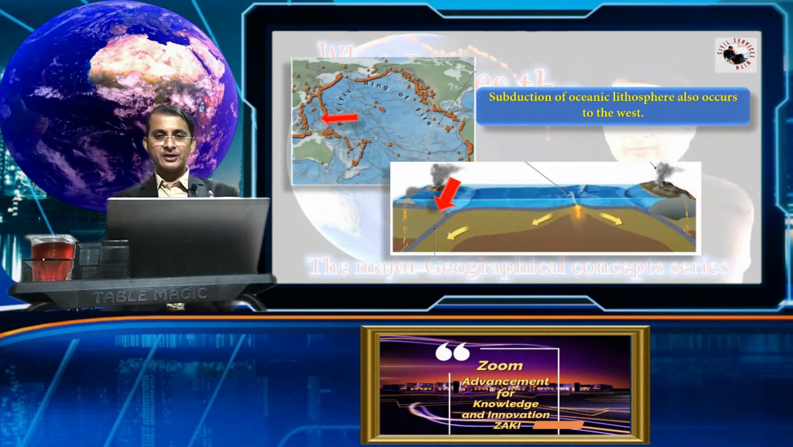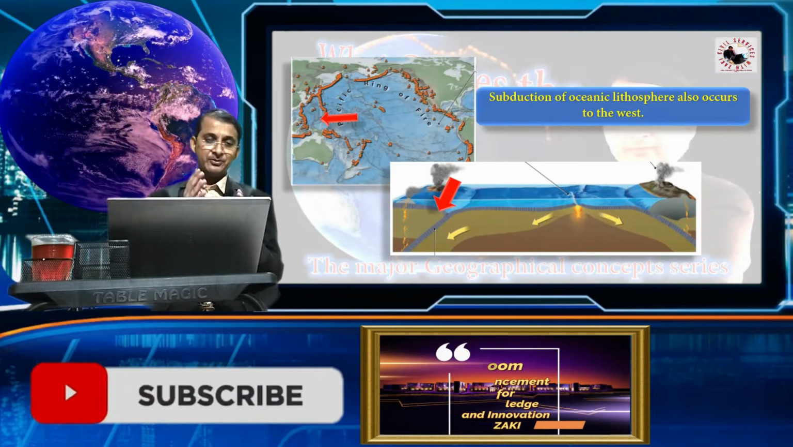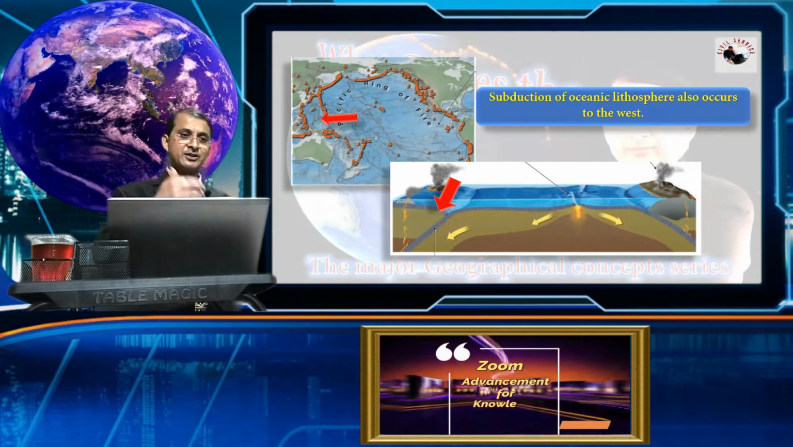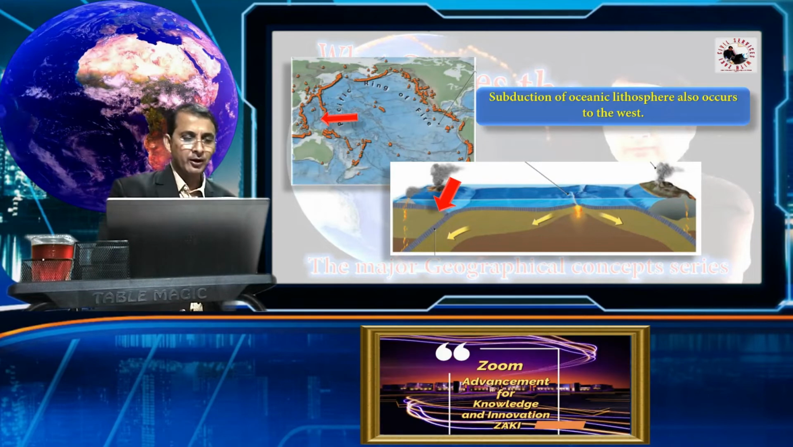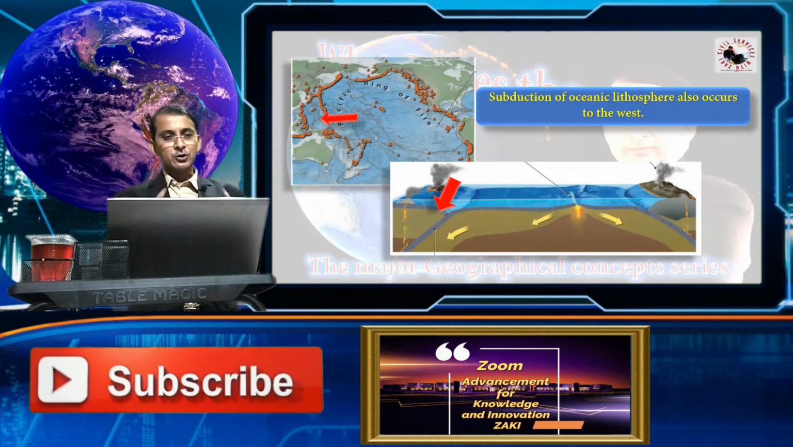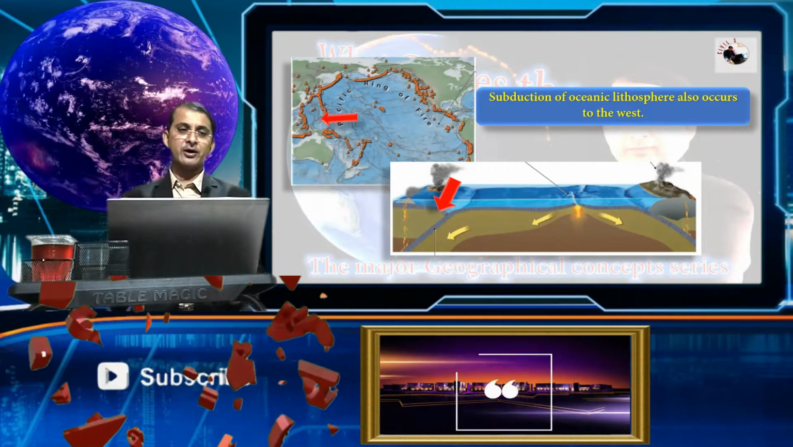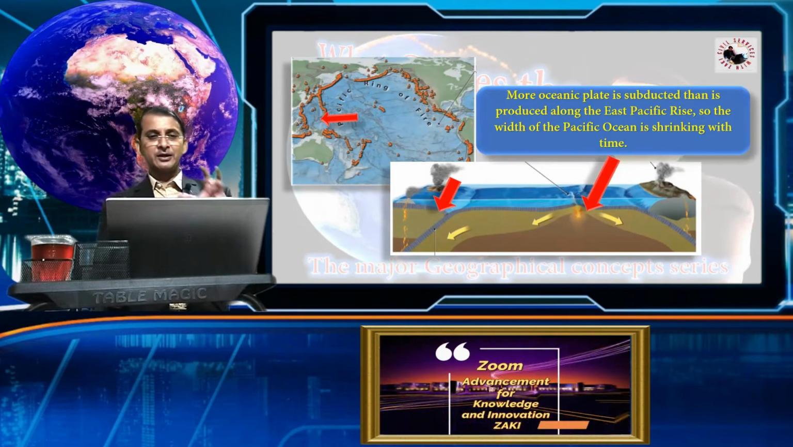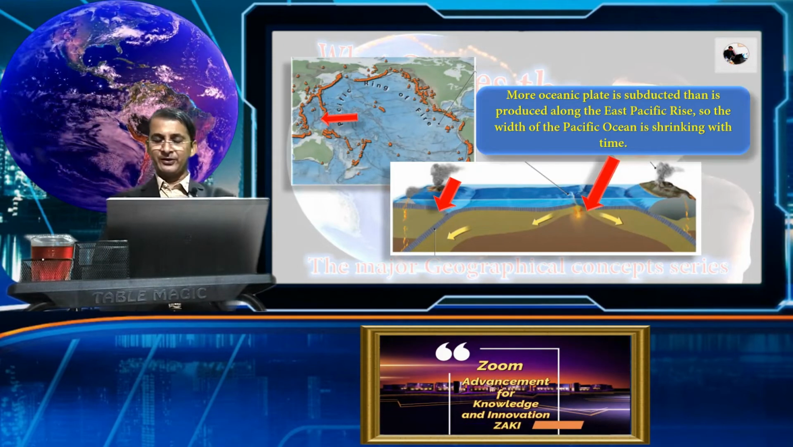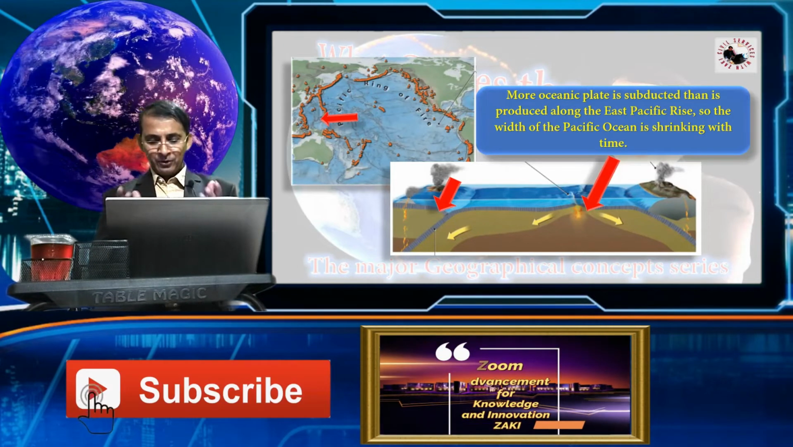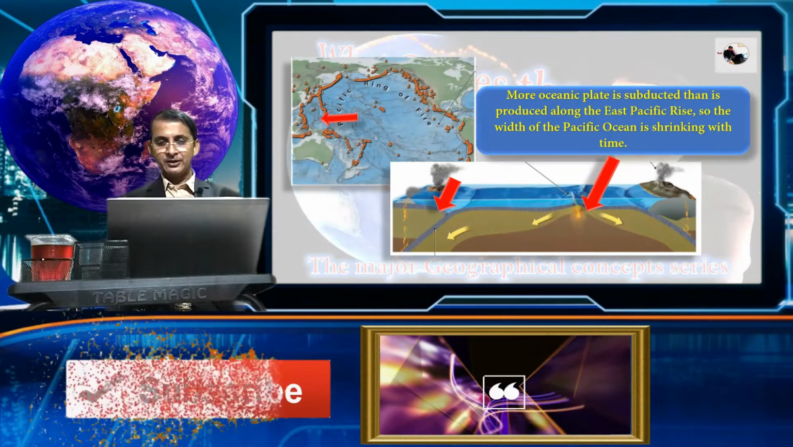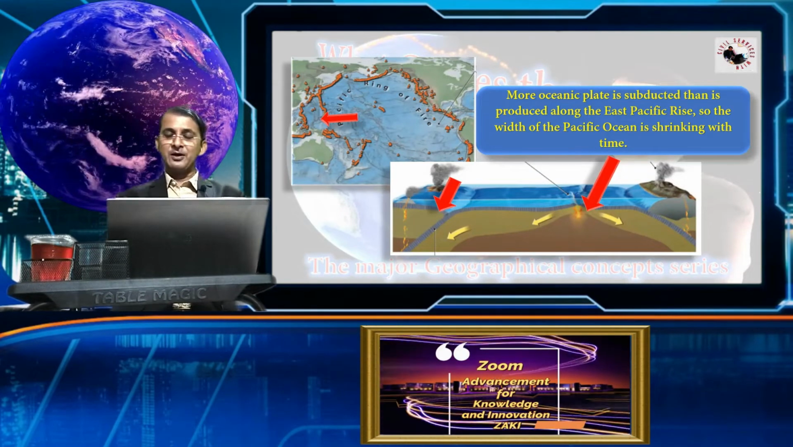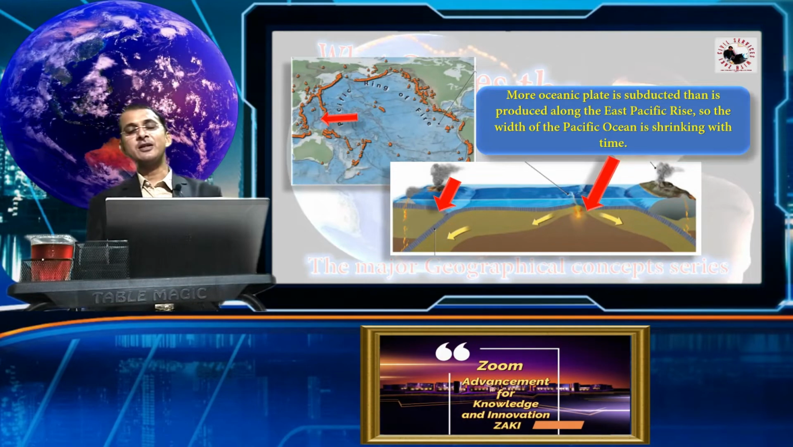Subducting oceanic lithosphere also occurs in the west. There are several subduction zones near the Philippines, near the Mariana Trench, near the Japan Trench, and all the deepest trenches are situated here. So this area is called the greatest conveyor belt. See, more oceanic plate is subducted than is produced along the East Pacific. Some plate is produced in the East Pacific, but more is subducted, on the eastern side and even more on the western side. More subduction means the Pacific Ocean is shrinking.